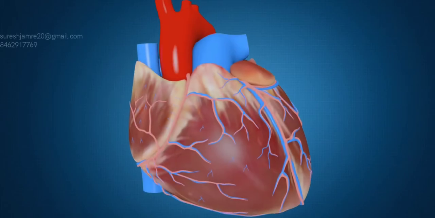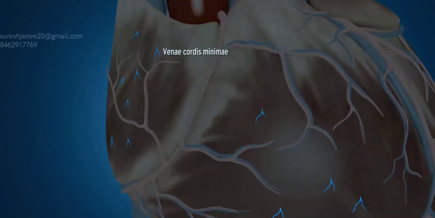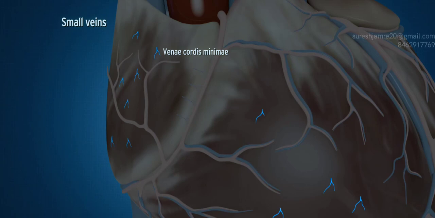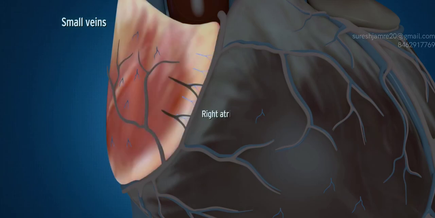Venae cordis minimae. These are extremely small veins in the walls of all the four chambers of the heart. They open directly into the respective chambers. They are most numerous in the right atrium.